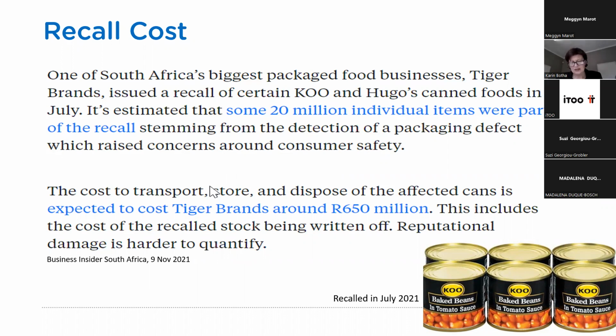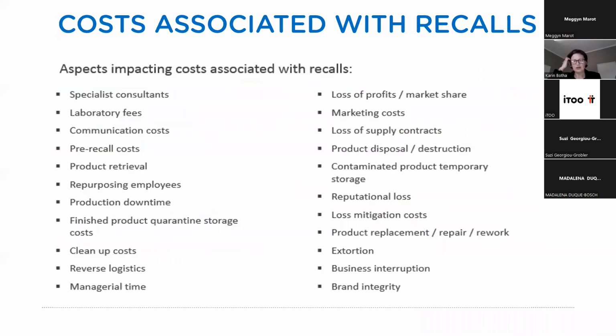And then, as I mentioned earlier, the reputational damage is sometimes harder to quantify. Would someone, after a recall, stand in front of the shelf in the shop and consider buying iTOO or a competing brand? But where does all this cost come from?